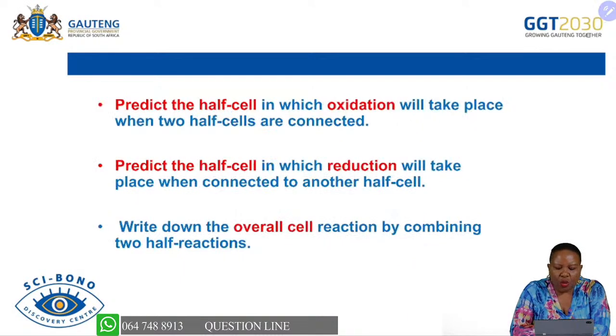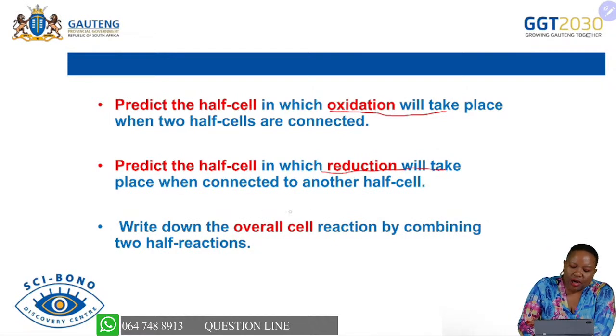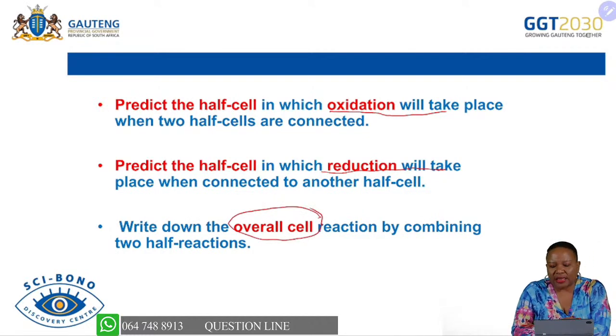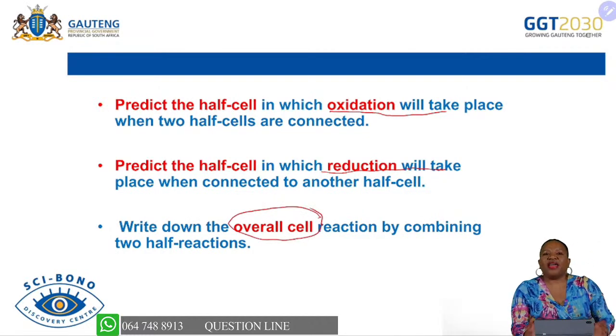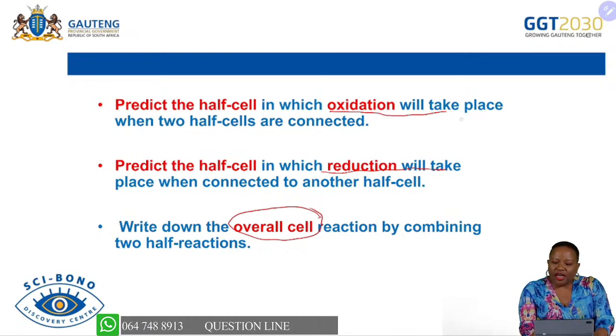Now we are going to predict which half cell will undergo oxidation and which half cell will undergo reduction. And also we are going to write the overall reaction. So there are some reactions that you need to write by the end of the day. Number one, you need to write half reactions. We are going to write the overall cell reaction, and we are also going to write the cell notation.